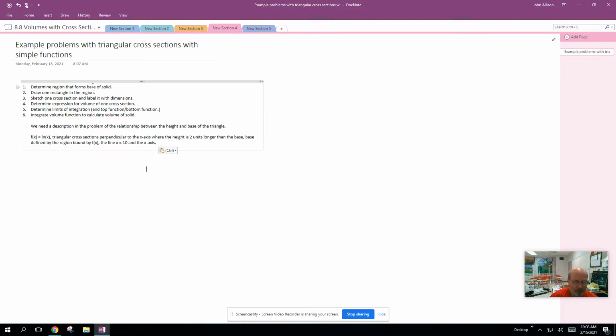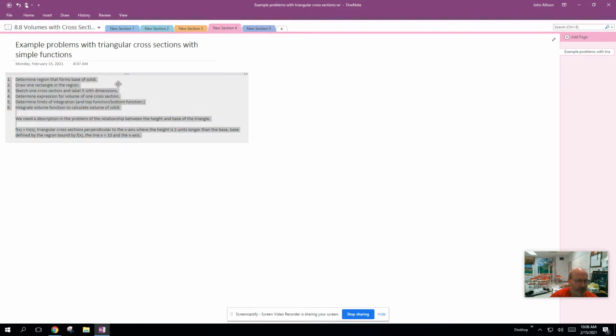So here is our process again that we always do when we're doing these cross sections. This time though, when we're doing triangles, we have to have a description in the problem of the relationship between the height and the base of the triangle. So here I'm going to let f of x equal ln x. My triangular cross sections are perpendicular to the x-axis where the height is 2 units longer than the base.